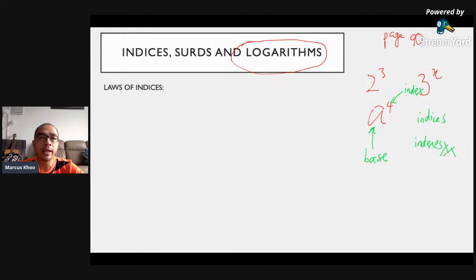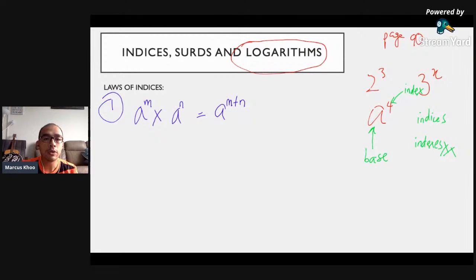I'm going to change color. There are three basic laws of indices that you need to know. Law number 1 is that if you have two bases connected by a multiply, so the operation between the two bases is multiply, and it is the same base, but the index for each base is different. For example, a to the power of m multiplied by a to the power of n. Same base, multiply. What the law of indices tells us is that when we combine them, it will be the same base, but the indices will be added.